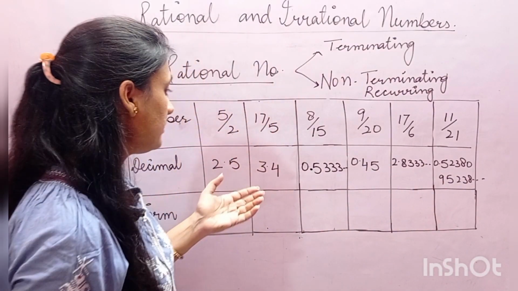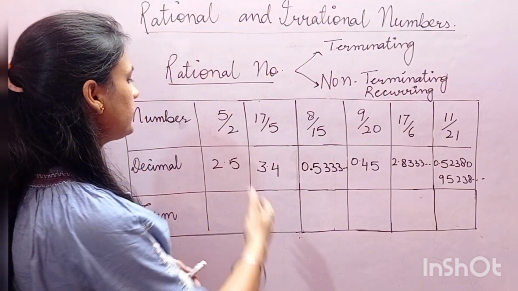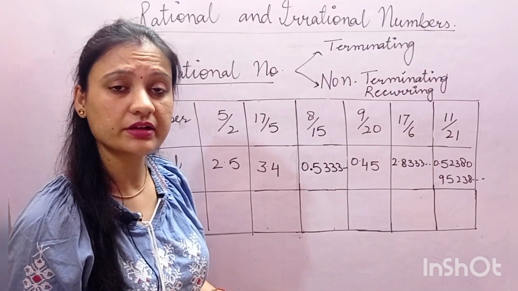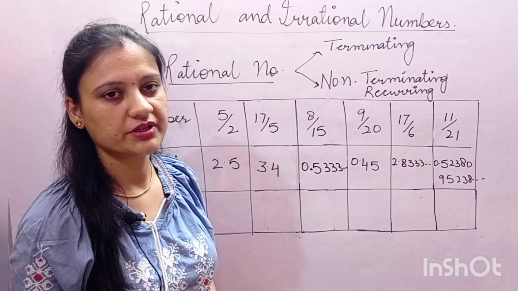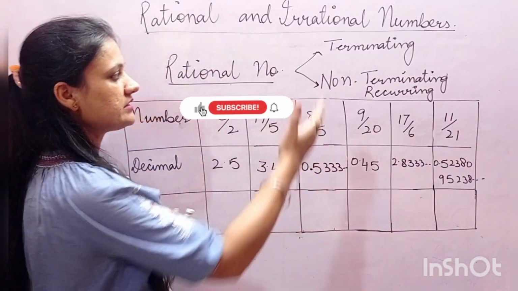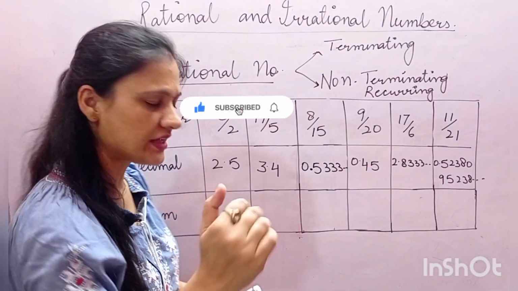But children, is it important to divide and get the answer? If in the exam it comes 5 by 2, tell me whether it is a terminating or non-terminating recurring number, are you going to divide it and get the answer? No. It's very easy. By seeing the number itself, you can find out whether it is a terminating or non-terminating recurring number. How? Let's understand.